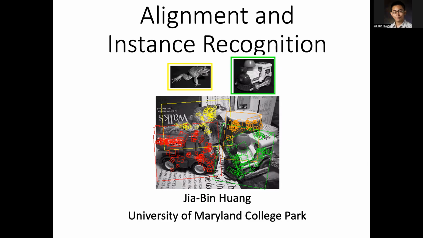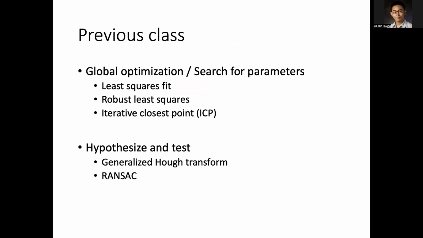Okay. So we're moving on. This is probably the last class for the second module. In the last lecture we talked about three different ways of doing fitting. Basically, you have some data, in this case maybe some points, and want to fit a line. That's a canonical example. And this class will be talking about how you can use this fitting to align models.